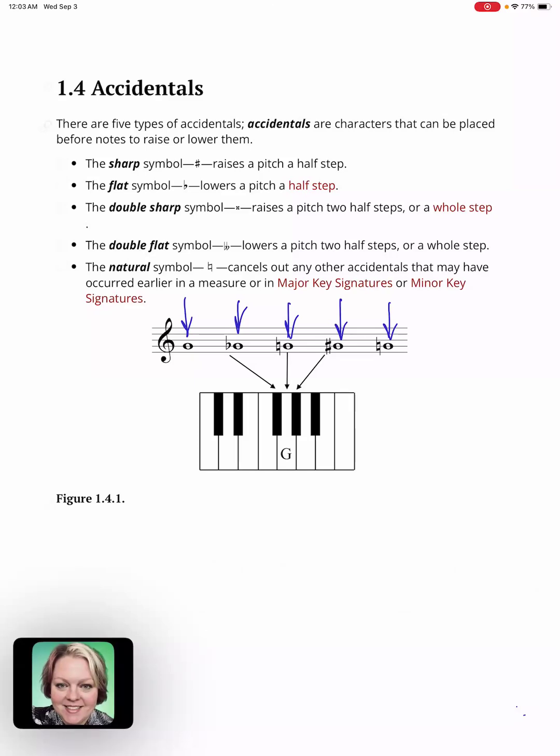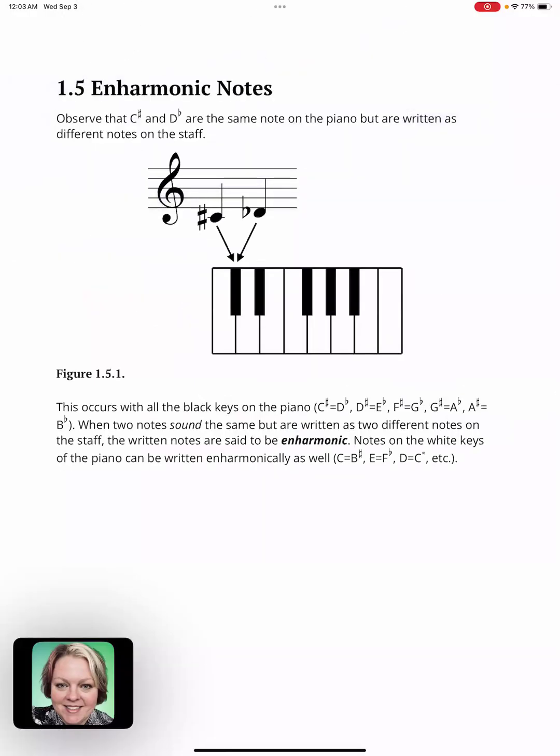So what I'm going to do next is go to the next page. So this is where things get kind of interesting. Sometimes we're moving to the right, sometimes we're moving to the left.